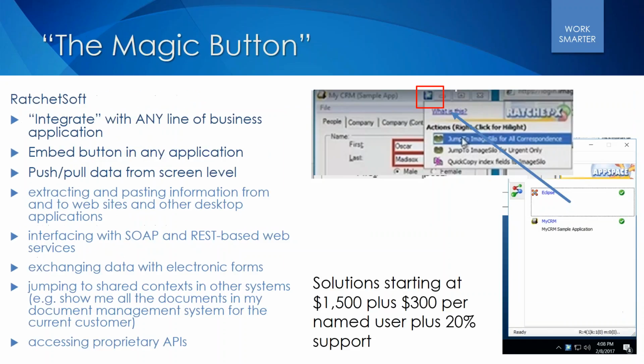Okay. And lastly, in terms of integration methods, is this new Ratchet Soft application. It's not really new, but it's a really cool application. It allows you to basically embed a button that floats next to the minimize button within any Windows application. And this will work on browsers and desktop applications. It allows for pushing and pulling, or what we call jump to, which allows you to pop open documents that meet a certain criteria.